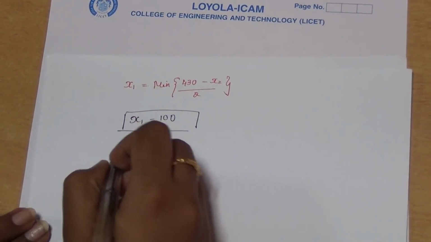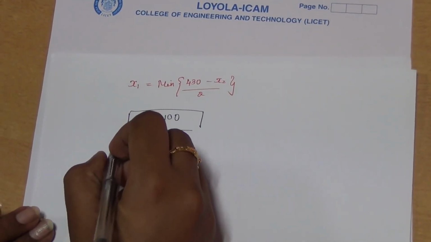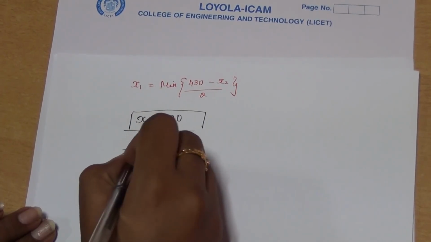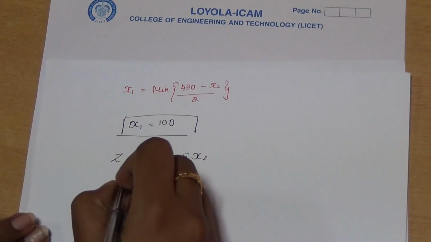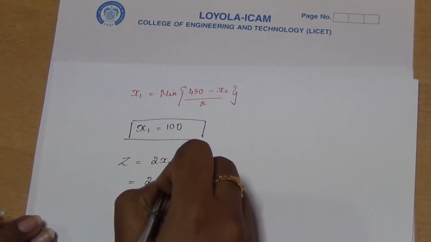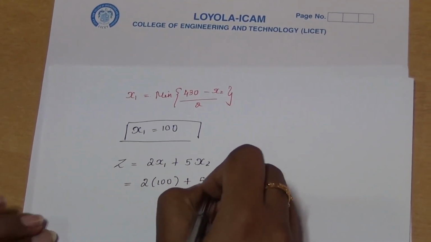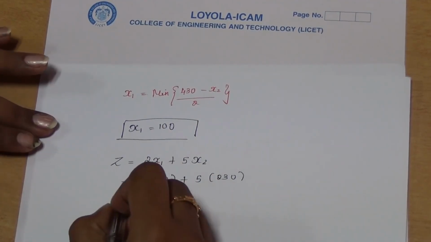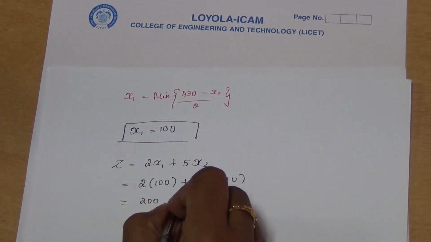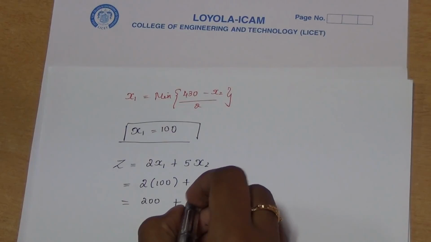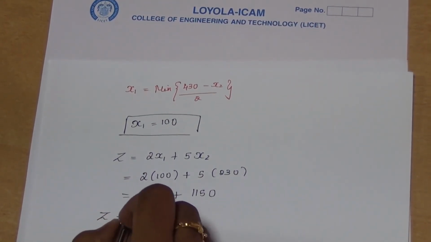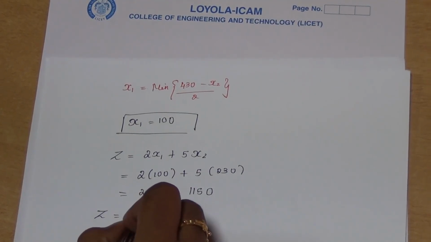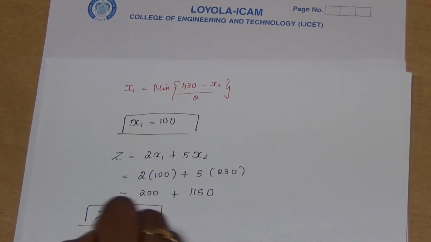As we have found the x1 and x2 values, we can substitute them in the objective function, z equals 2x1 plus 5x2. x1's value is 100 and x2's value is 230. 2 into 100 is 200, plus 5 into 230 is 1150. So therefore the final answer is z equals 1350. Thank you.